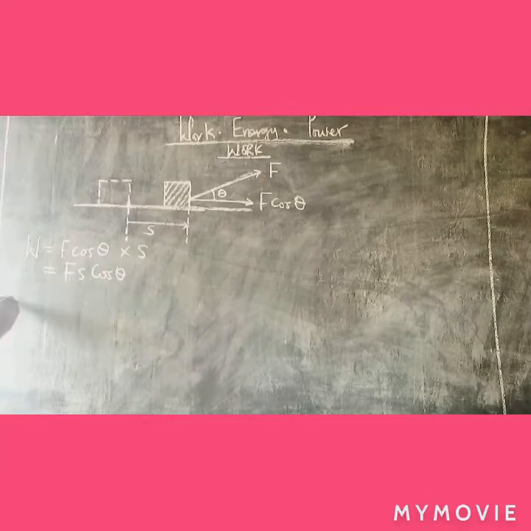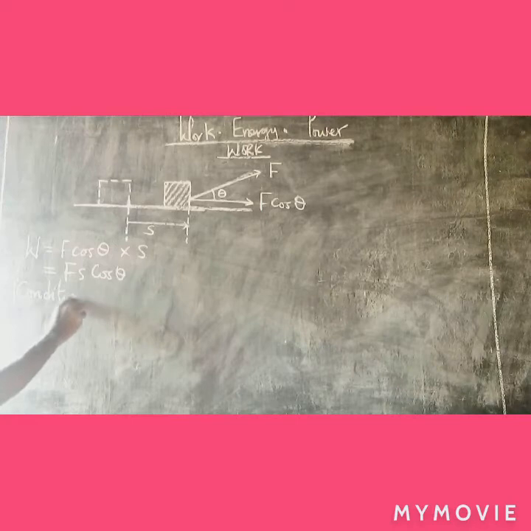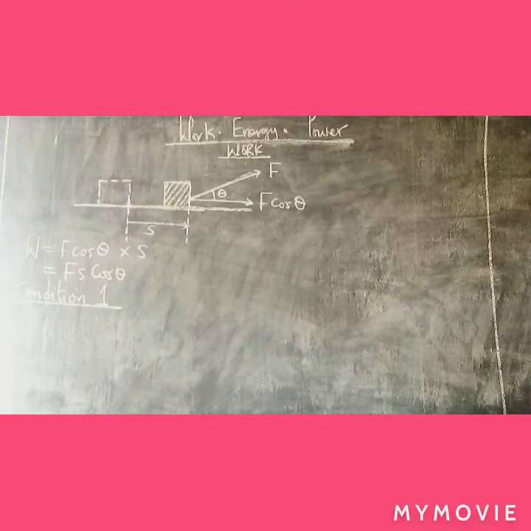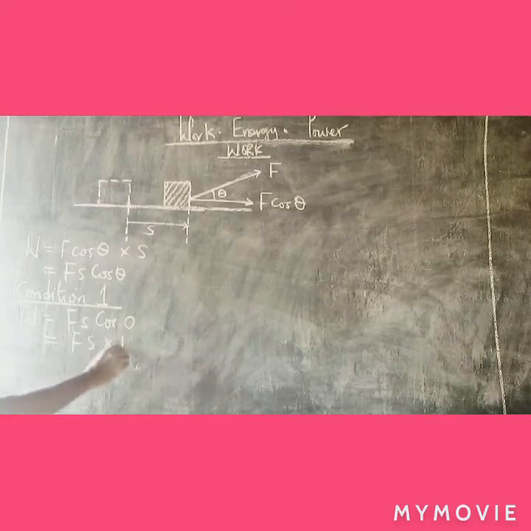For instance, if we have condition 1, if my theta is 0, I then have work equal to Fs cos 0. What is cos 0? 1, and that will give me Fs.